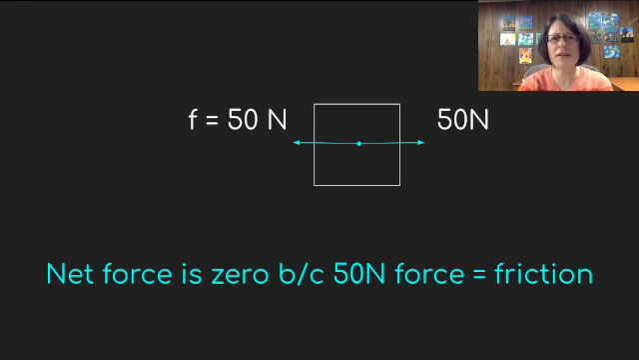So this is what the diagram looks like. We have a friction force of 50 newtons acting against the box. We have 50 newtons that's being pushed with the box. And so it's moving at a constant velocity. The net force is zero because 50 newtons of force equals the 50 newtons of friction.